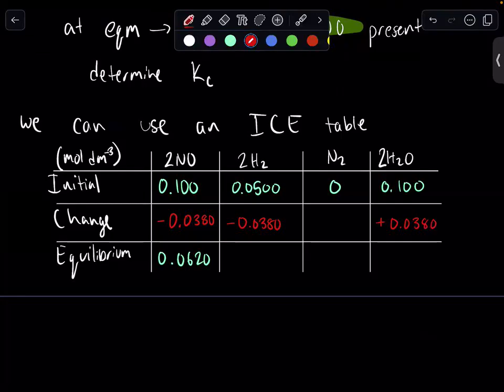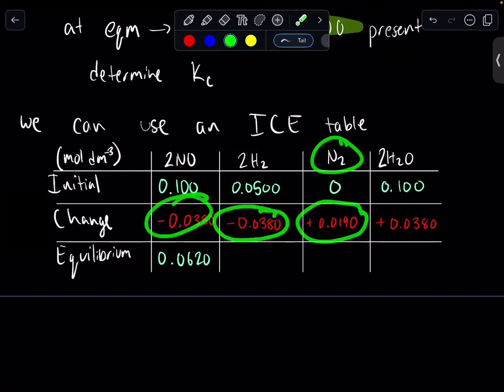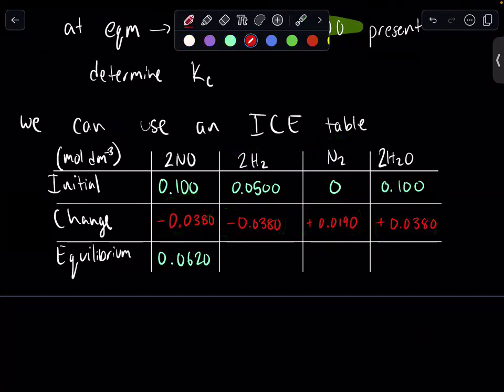But what you'll notice is our nitrogen has a different coefficient. It has a coefficient of 1. For every 2 moles this changes, this only changes 1 mole. So this will actually be a positive 0.0190 moles. So basically what I'm saying is nitrogen changes half as much as hydrogen, nitrogen monoxide, or water. Now that we have these values, we can fill out the rest of our table.